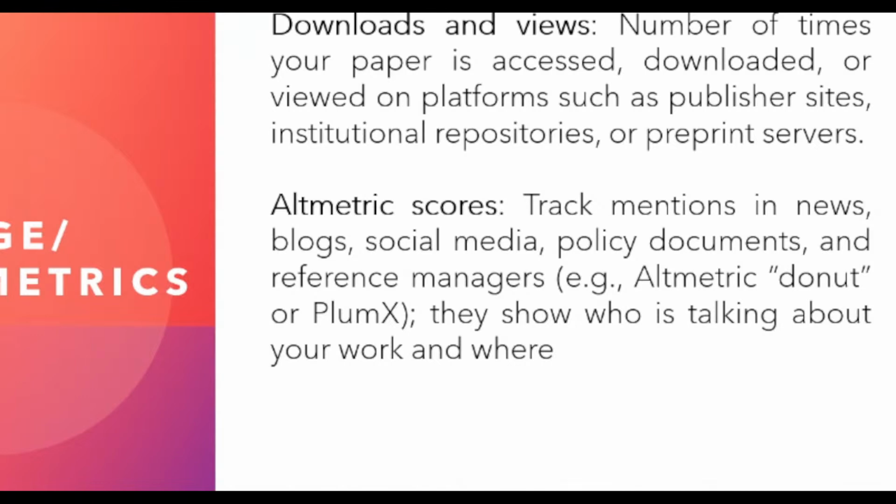Okay. Then, with this we talked about downloads and views, and Altmetrics scores, because they track mentions in the news, blogs, and social media, other than journals, policy documents, and reference managers. So this is called Altmetrics, and these are the two: Donut and Plumx. If you refer to this, you can definitely get the Altmetrics of the particular article other than the journal. Go next.